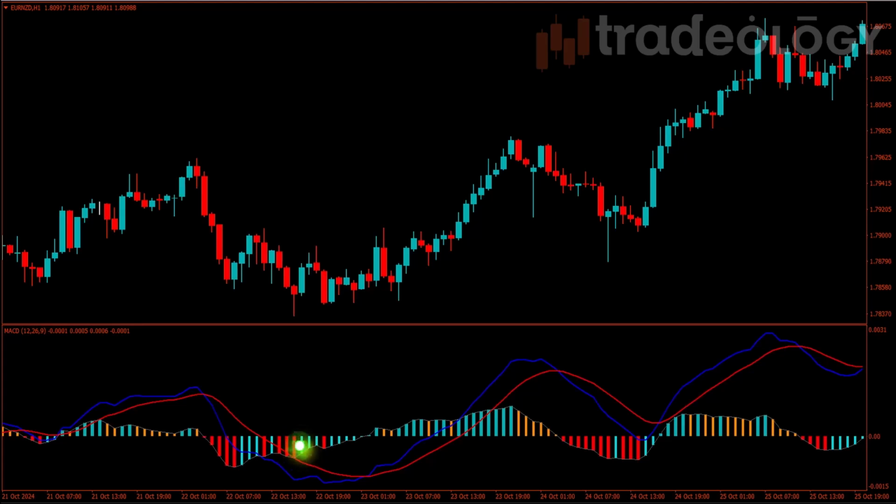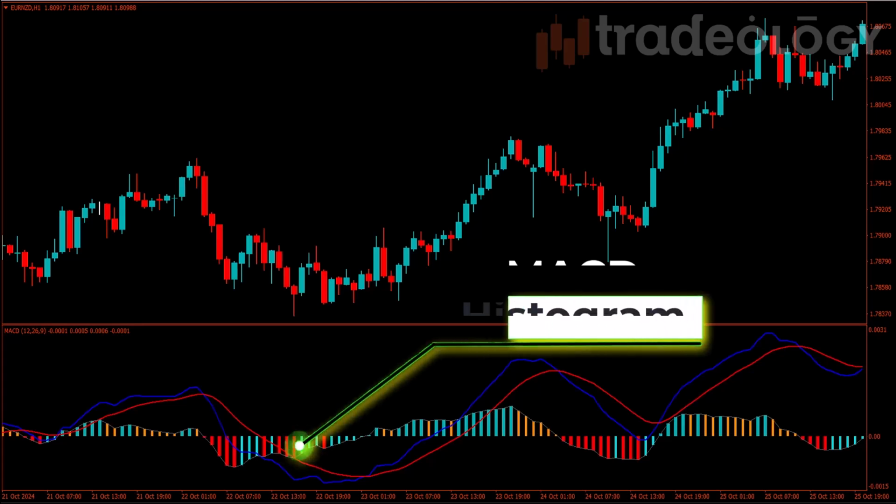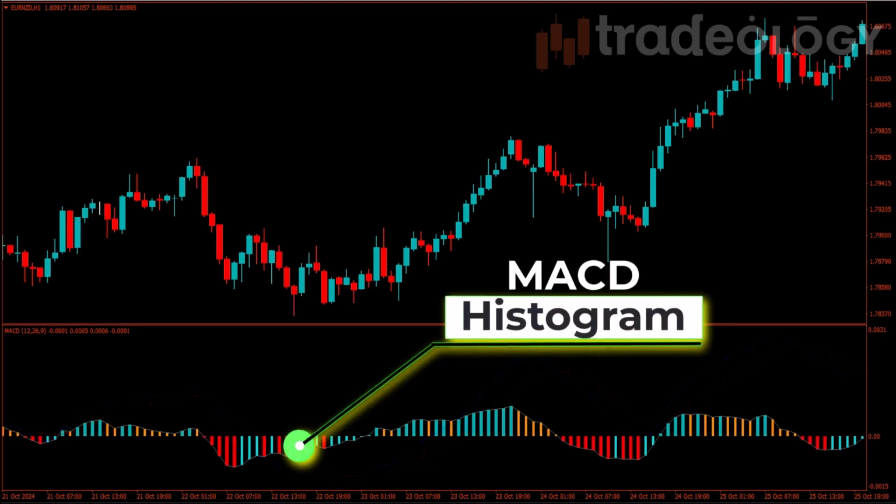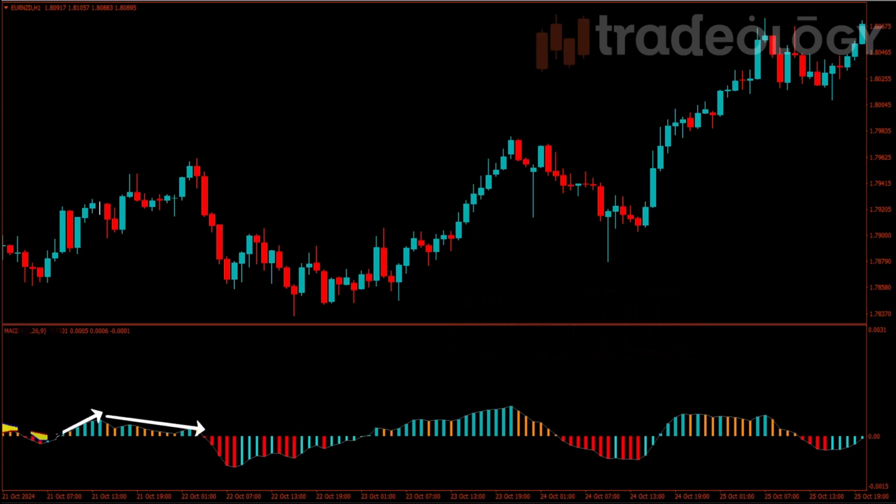Alright guys, here's something almost nobody talks about, the MACD histogram. And trust me, this thing is a game changer if you know how to read it. So let's break it down fast. The histogram basically shows you how strong the trend really is.